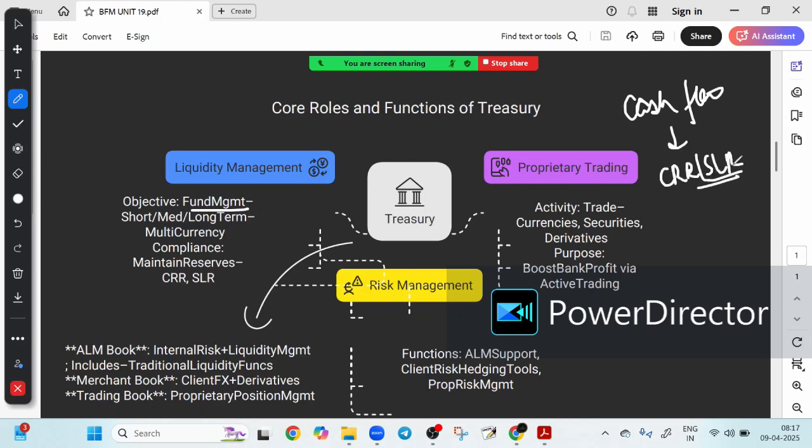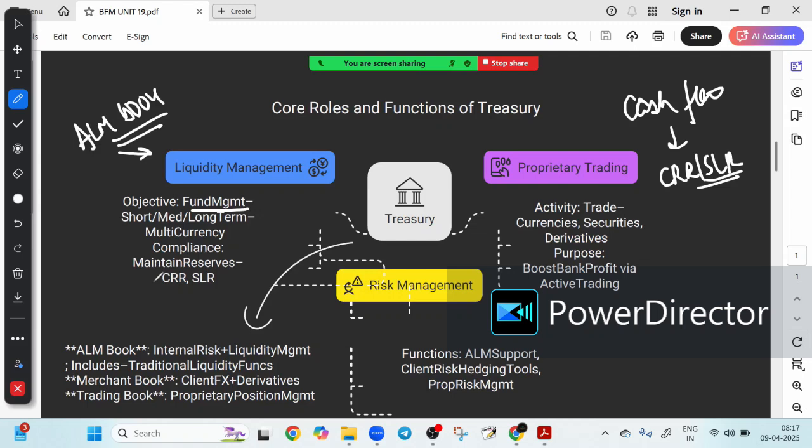From managing cash flow to complying with the CRR and SLR requirements, it keeps the financial engine running smoothly. It does this through what we call the ALM book. Remember, there is a book that we call the ALM book. It is done through the ALM book, where internal risk and liquidity needs are monitored and balanced with precision. So as you can see, multi-currency compliance, then it maintains reserves.